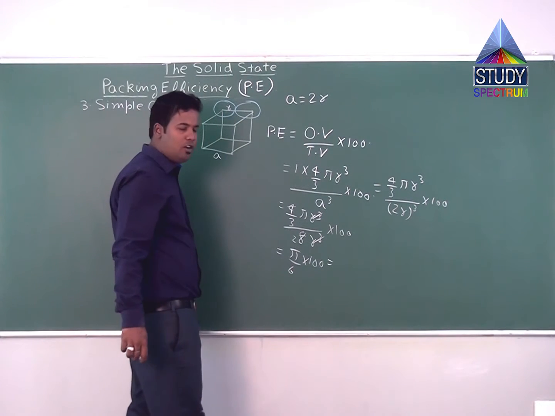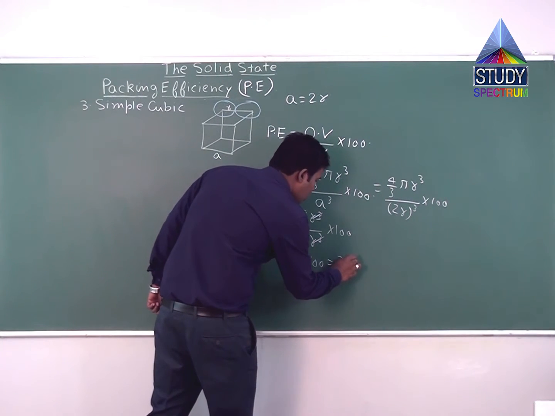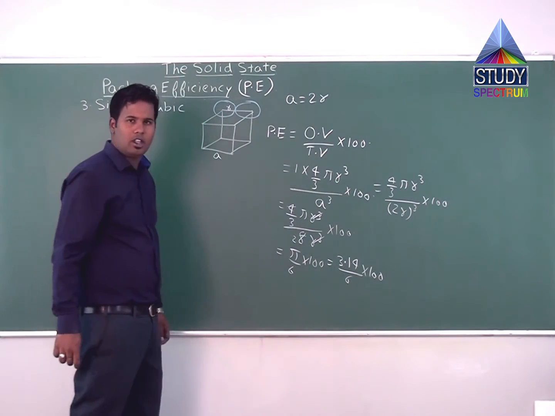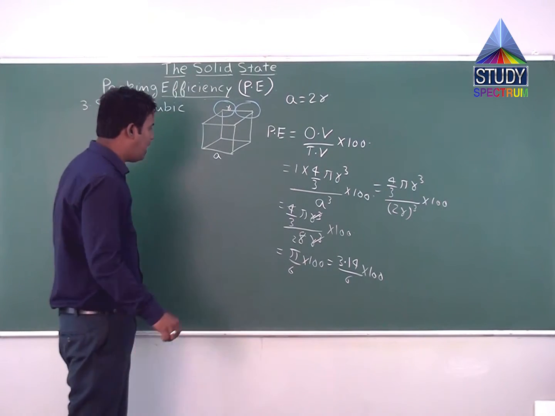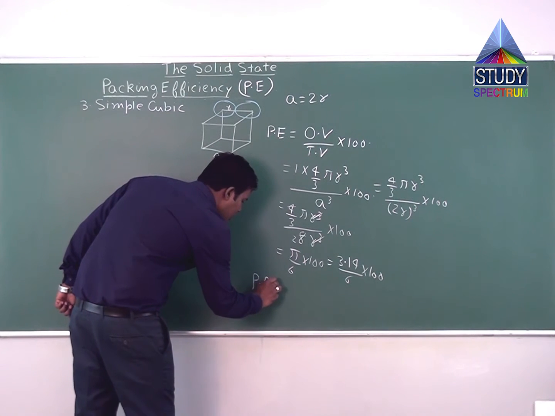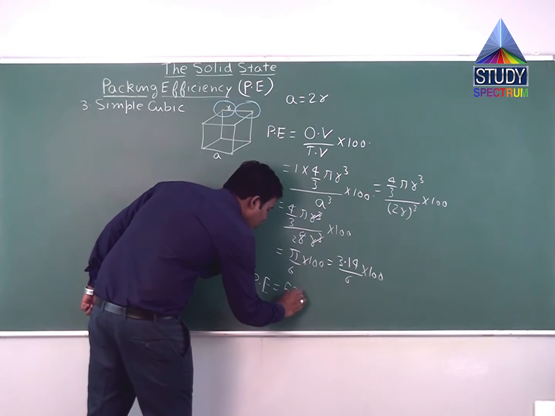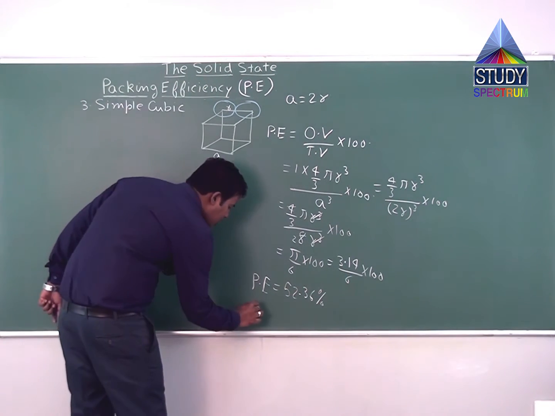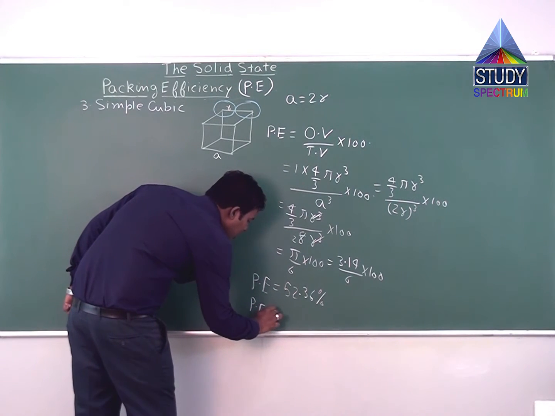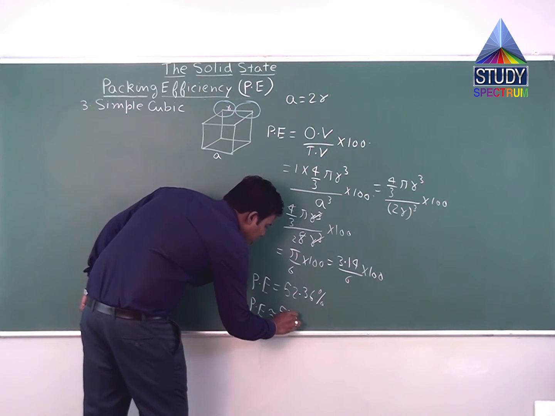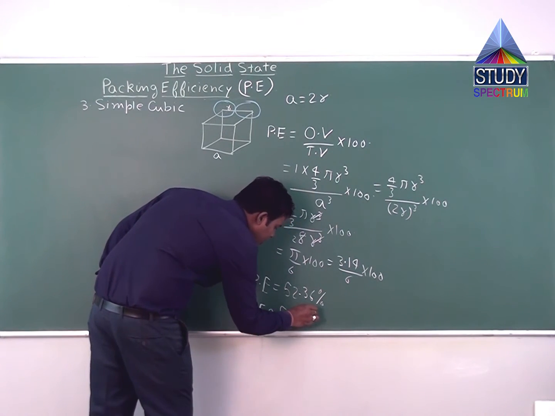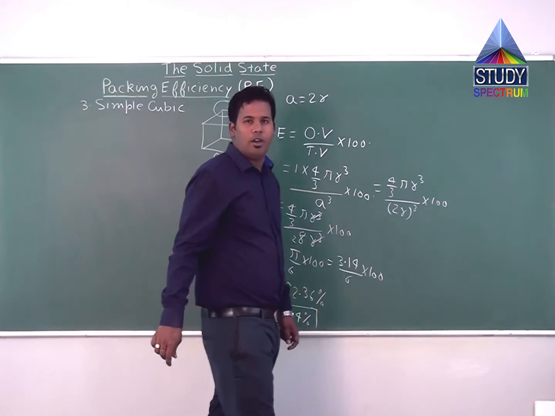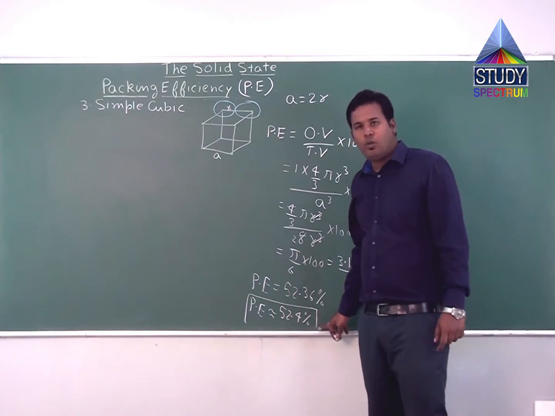If I substitute the value of pi, that is 3.14, divided by 6 into 100, and if I calculate these numbers, then this packing efficiency turns out to be 52.36%, or we can say packing efficiency is roughly 52.4% if we round off this number. So packing efficiency of this third type of unit cell is coming out to be 52.4%.